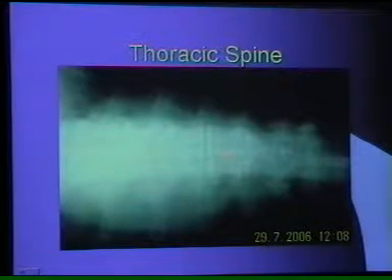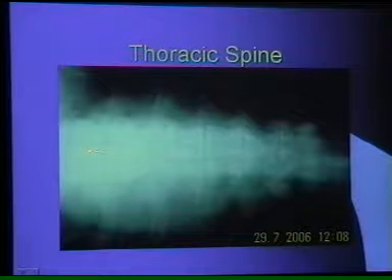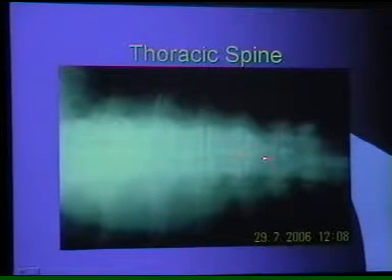If it is symmetrical, the supraspinous processes will be in the middle. See this dense shadow in the middle? If it is symmetrical, they will be in the middle. Okay, this supraspinous ligament shadow, or the spinous process shadow, is in the middle.